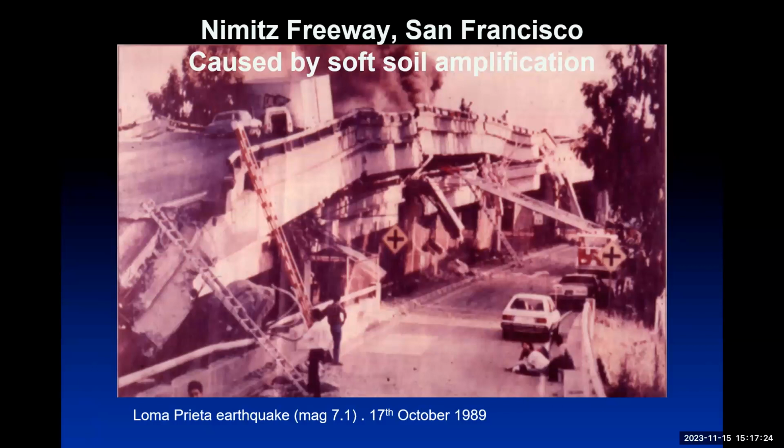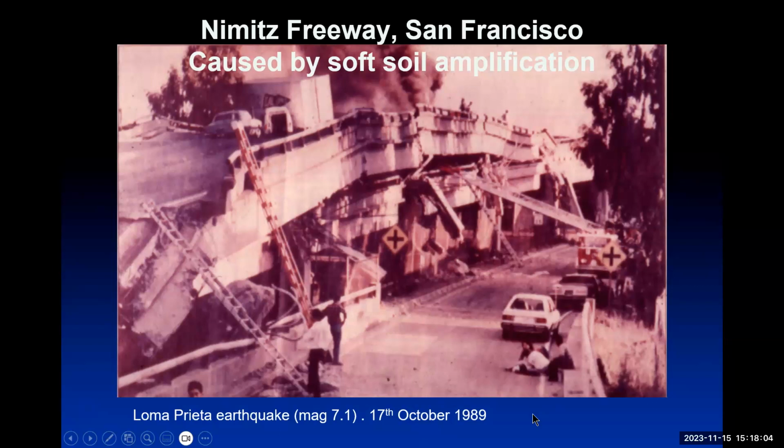We have here an example of what happened in San Francisco. The problem here was caused by the Loma Prieta earthquake, which was a magnitude 7.1 in October 1989. The upper level of the Nimitz Highway collapsed, and a number of people died. And cars were crushed between the two levels of the Nimitz Highway.